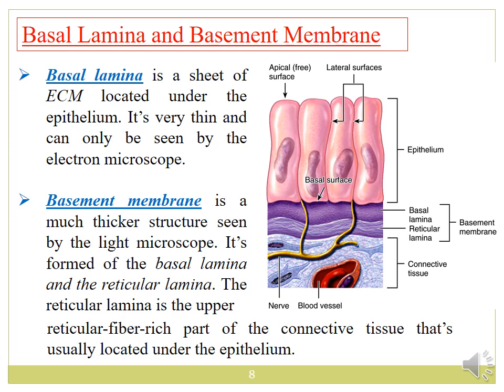Now we're going to talk about two important definitions, basal lamina and basement membrane. Basal lamina is a sheet of extracellular matrix located under the epithelium. As we have said, all epithelium have basal lamina under them. It is a very thin layer and can only be seen by the electron microscope. So here we have, in this image, this is the epithelium.